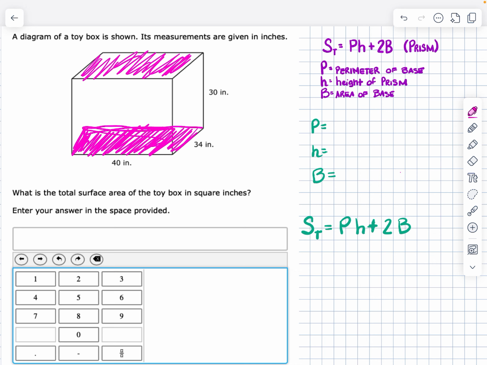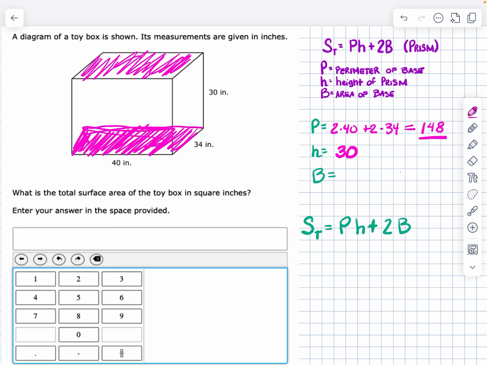So the perimeter of the base is just going to be 40 plus 34 plus 40 plus 34. Okay? So 2 times 40 plus 2 times 34, and that's going to be equal to, drum roll, 148. Now the height is the distance between the two bases, and that's going to be 30 inches. That's why it's important to know that both of those are bases.